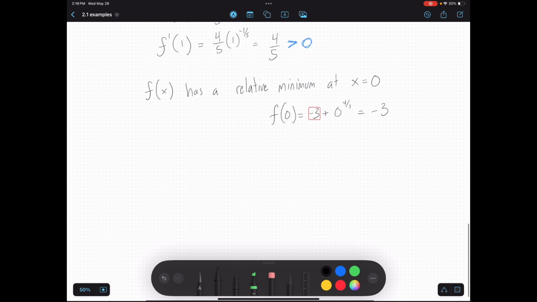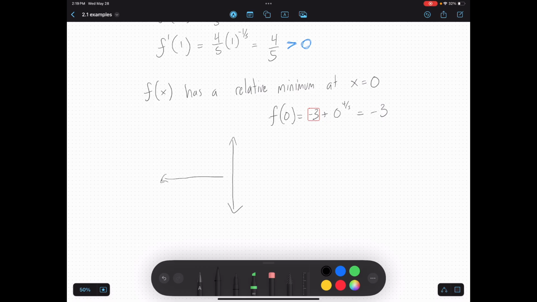So if I want to sketch the graph, what am I looking for? I'm looking for a point at (0, -3). That's a minimum. And it actually looks something like this. Notice how instead of being smooth at that critical point, I have an angle, which is why the derivative is undefined there. And there's my graph.